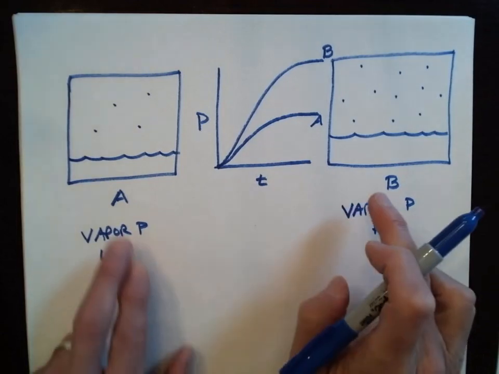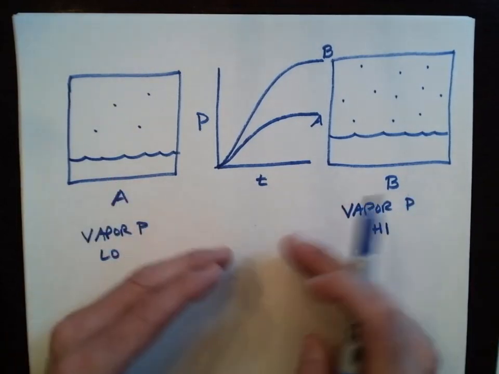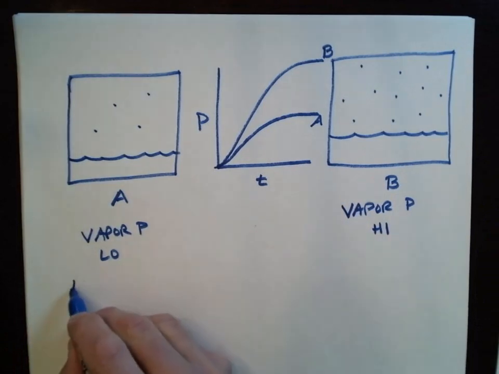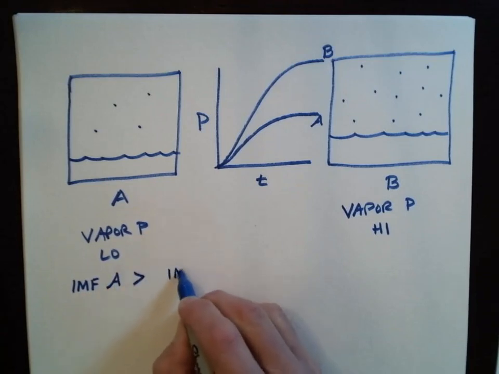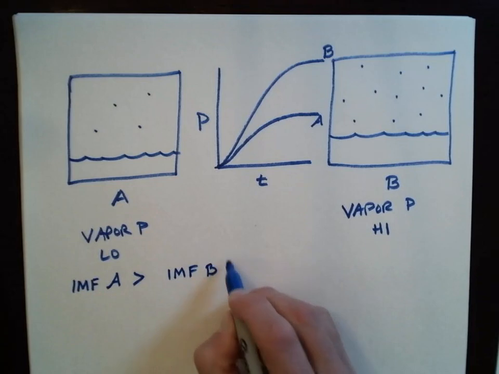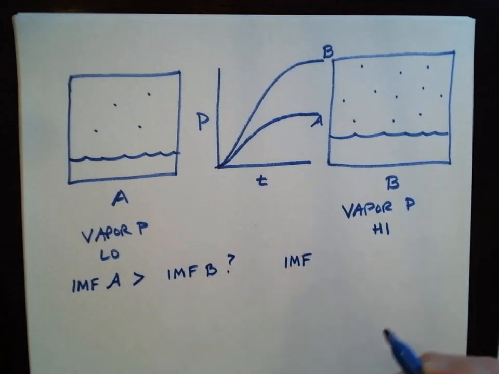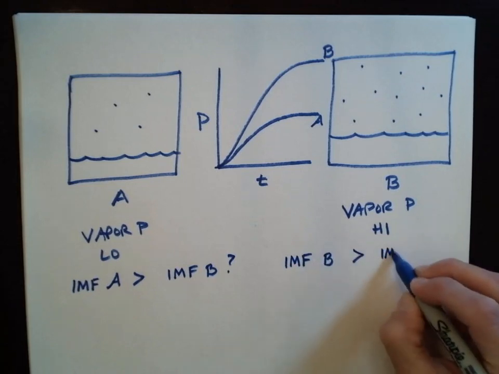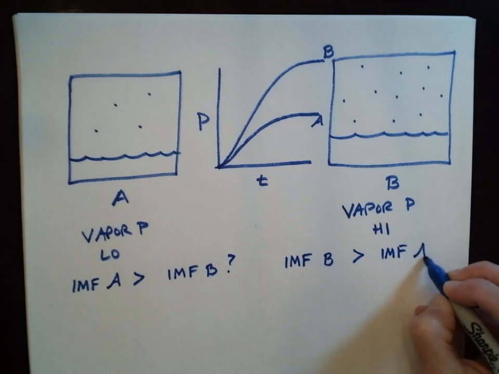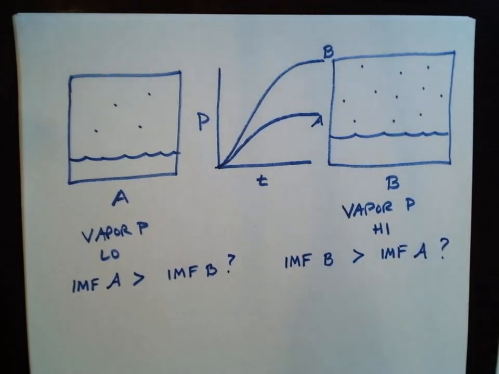substances are the molecules more strongly attracted? In other words, are the intermolecular forces that make up liquid A, are those greater than the intermolecular forces that make up liquid B? Or is it the case that the intermolecular forces of the molecules that make up liquid B are those greater than the intermolecular forces of the molecules that make up liquid A? Which of these is correct?